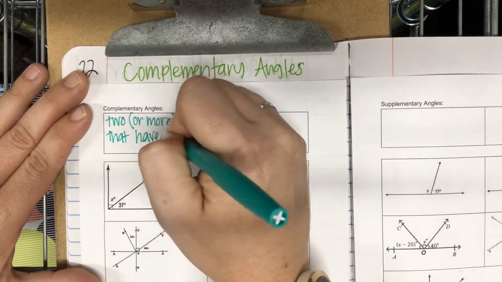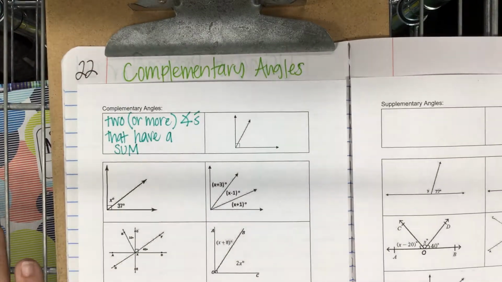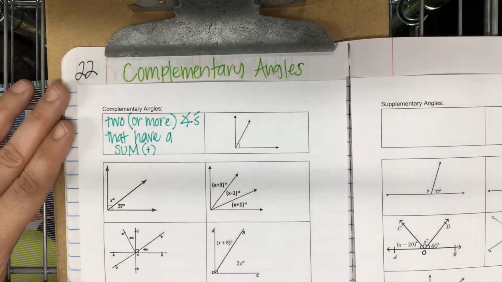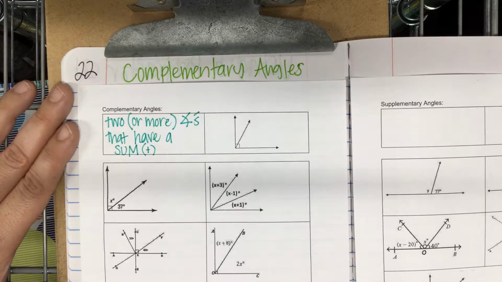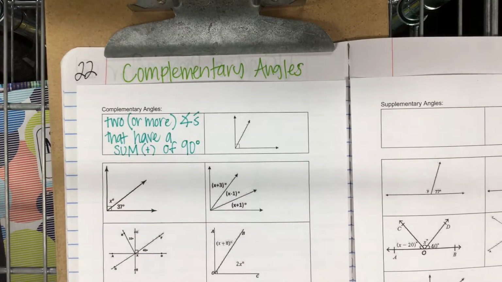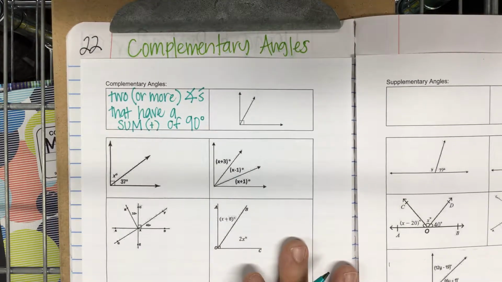that have a sum. Two or more angles that have a sum. What does the word sum mean? Added together. So let's put that in parentheses. A sum, right, when we add, of 90 degrees. Two or more angles that have a sum of 90 degrees. So there are really, really simple types of questions about complementary angles.